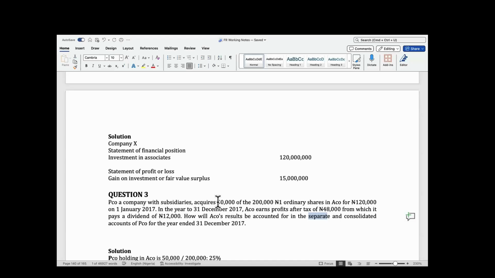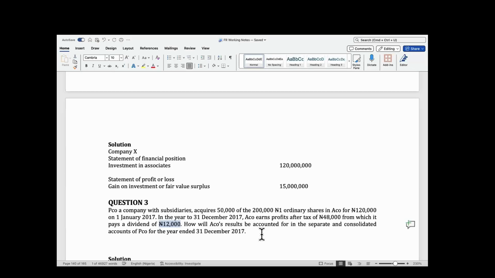Firstly, we need to get the holding. Our holding in ECO, if you do 50 over 200, that's 4 times, that's 25%. So which is an associate? Associate is 20% or more but less than 50%. So that's an associate. The cost of the investment is 120, and the associate makes a profit after tax of 48. It pays a dividend of 12.